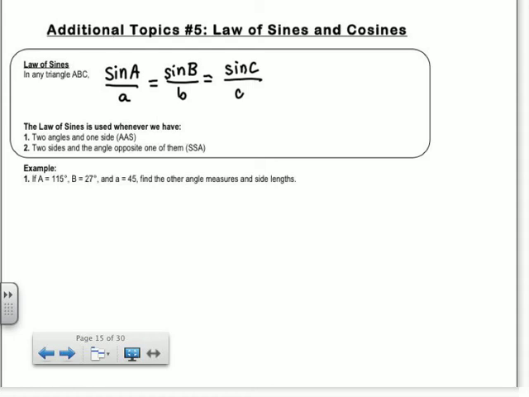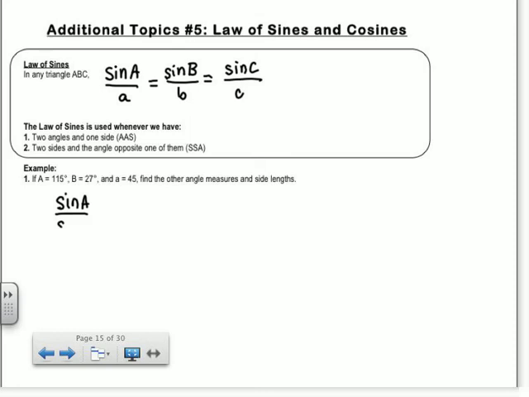Okay. I did hear someone say, I thought SSA didn't work. And you're right, it doesn't. This is going to be a weird one. All right, so if angle A equals 115 degrees and angle B equals 27 degrees and little a equals 45, find the other angle measures and side lengths.